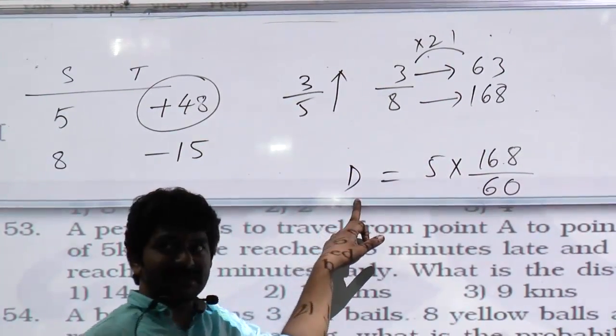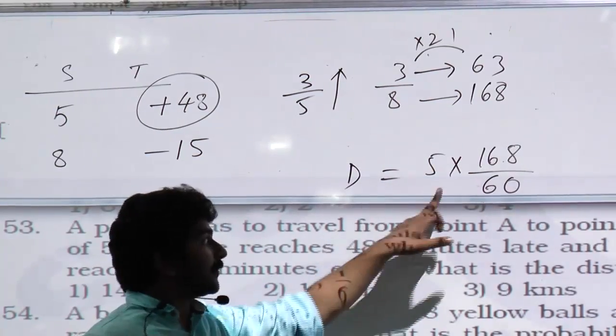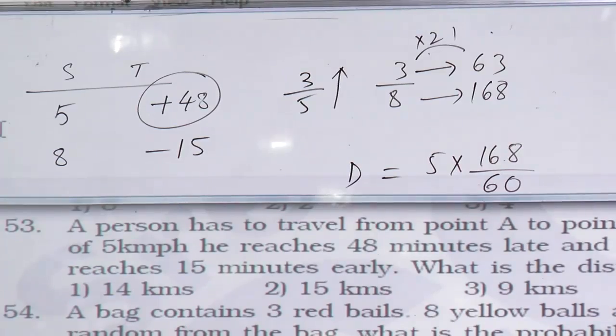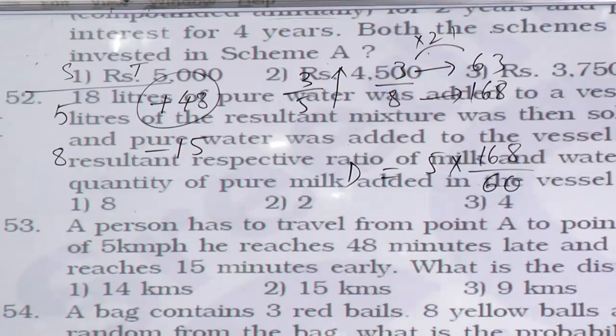And you are asked about distance. Distance is speed into time. 5 into 168, minutes converts to hours by 60. That's it. Next.